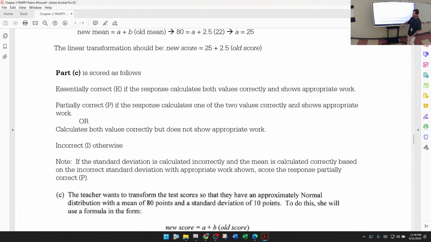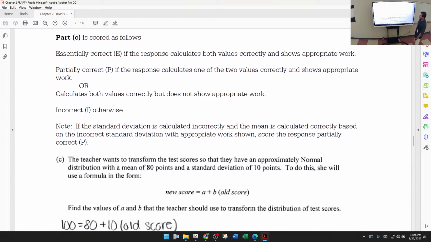And then I otherwise. Note, if the standard deviation is calculated incorrectly, and then the mean is calculated correctly because of the incorrect standard deviation, then you will get a P. Okay? Because if you miss that, you've got to miss this other one. But they don't want to double ding you. So if you missed this, but you used it over here, you'll get a P here as long as you got it right, consistent with yours.